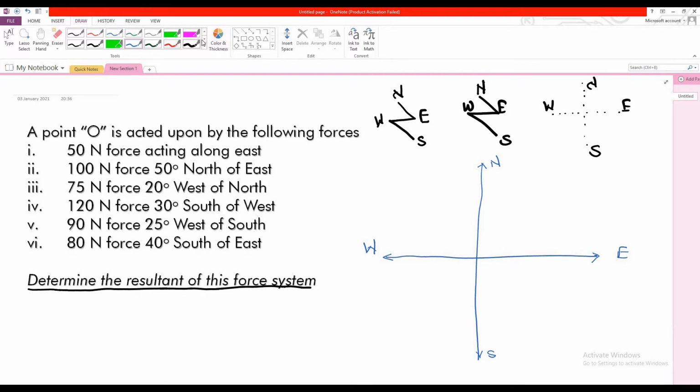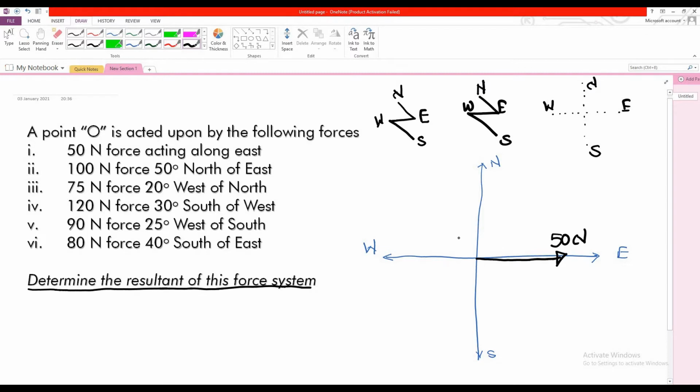All right, so we are having the first force, that is 50 Newton force acting along east. There is no inclination or degree or angle provided, and purely this 50 Newton force is acting along east direction. That's why let's draw a force lying on east direction. It is how much? 50 Newton force.